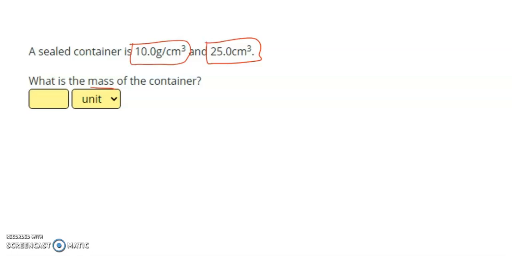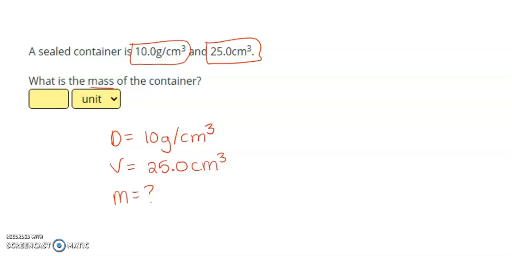Grams per cubic centimeter, that unit, tells me that's density. So density is equal to 10 grams per cubic centimeter. And then the other number, 25 cubic centimeters, that's volume, because cubic centimeters goes with volume. And then mass is my unknown. I'm going to use the equation D equals M divided by V.